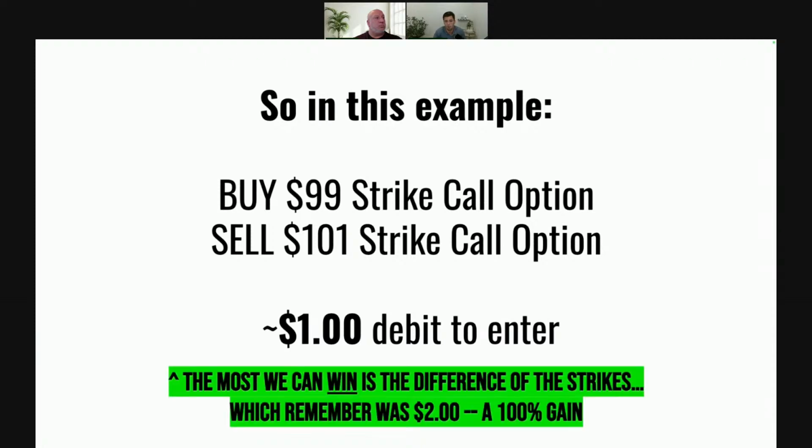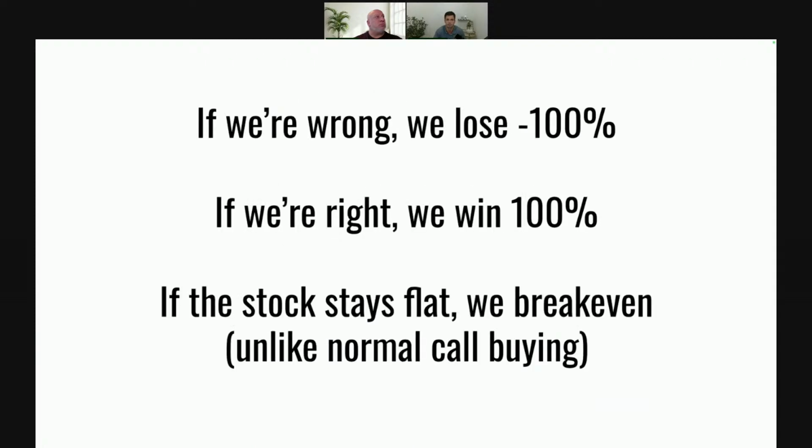So the most we can now win, though, is the difference of the strikes, which, remember, that was $2. So that's a $1 to $2. That's 100% return on investment. So if we're wrong, we lose. It's plain and simple. We still have to be right. But if we're right, we win 100%.